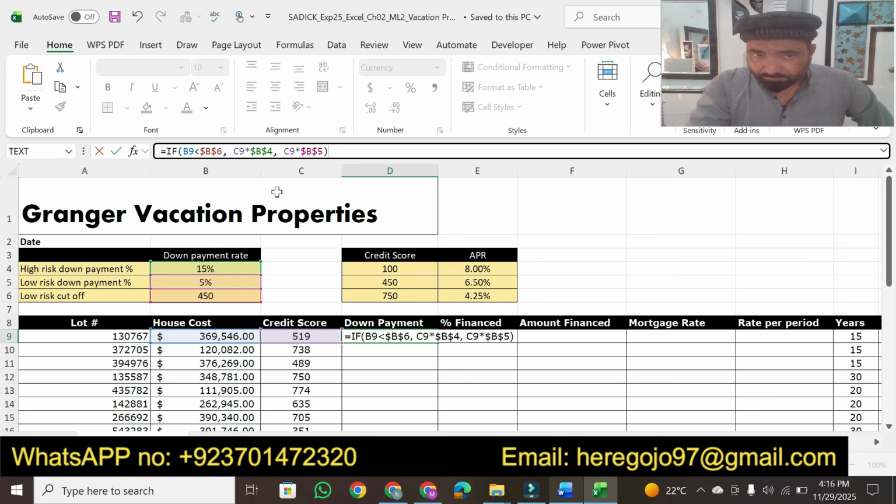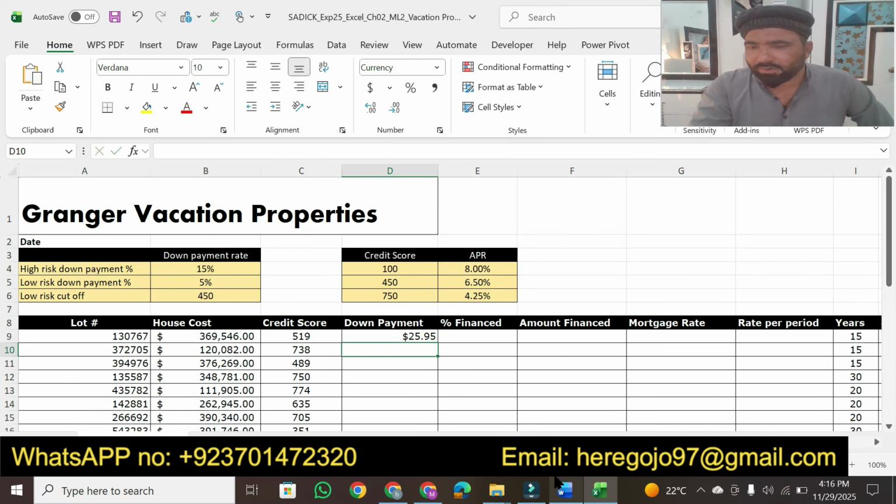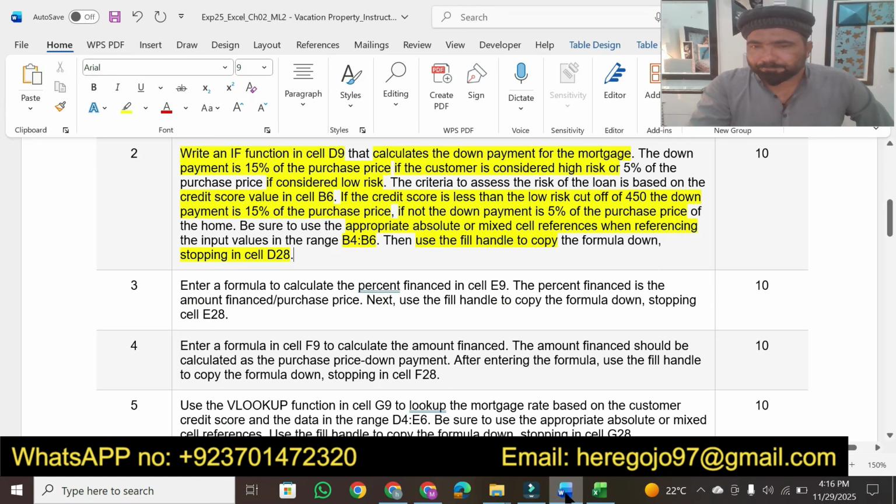Then if that condition is not true, false, then we just multiply C9 by B5, meaning the low risk down payment. Then simply press enter and we get a result. Okay, so question number one, question number two is done.